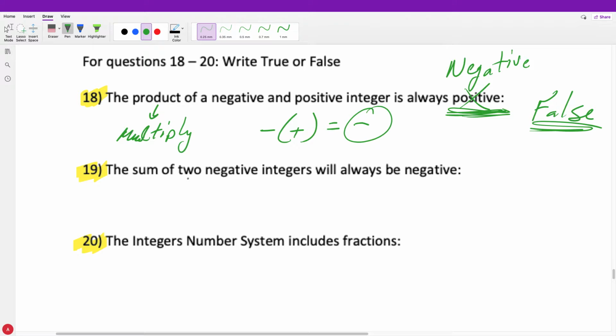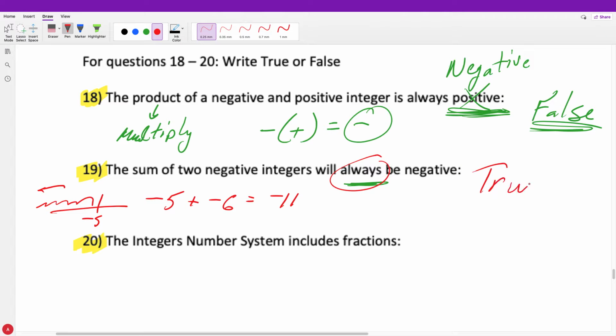For here, it says the sum of two negative integers will always be negative. So now we just need to think, okay, whenever I add two negative numbers together, let's say negative 5 plus negative 6, just for sake of being easy, this will give us negative 11. And remember, if we're starting on our number line at negative 5, or any number that's negative, and we're moving even further to the left, that means we're going even more in a negative direction, which means our number will always be negative. So this one is true.